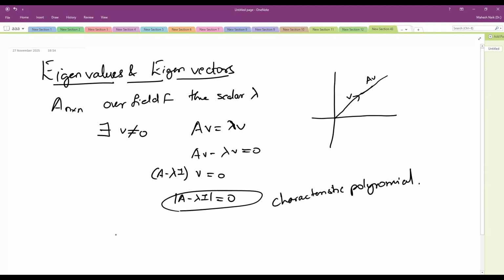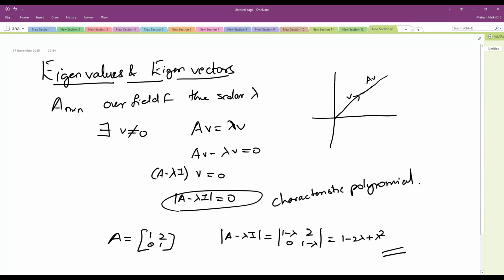Of the matrix. So if we have a matrix like 1 2 0 1, the determinant of A minus lambda I would produce a degree 2 polynomial, which would be the determinant of 1 minus lambda, 2, 0, 1 minus lambda, producing 1 minus 2 lambda plus lambda square. So that's the characteristic polynomial of A in this particular case. And it's very clear that the roots of this characteristic polynomial will be the eigenvalues.